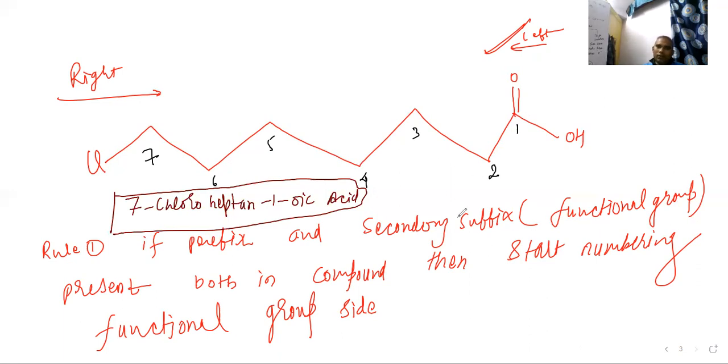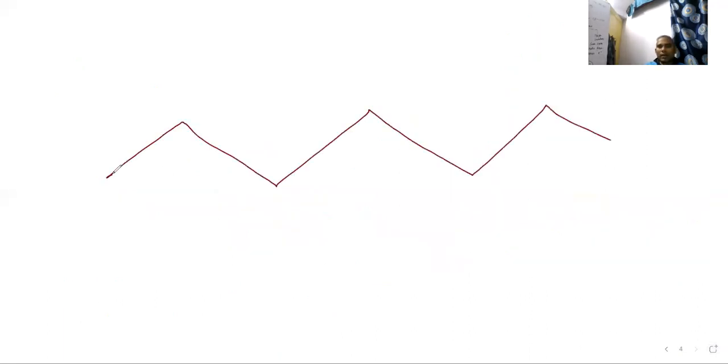Okay. Now we are moving on to another one. See, I am mentioning another rule. Here is the double bond O and here OH, and here there is a double bond. Okay, so this is the right side and this direction is the left. With which direction will you start numbering?